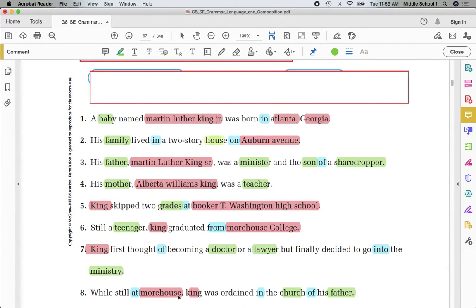Number 8. While still at Morehouse, preposition, and I circle Morehouse, I'm remembering from the context, this was a proper noun that refers to the name of the college. Circle Morehouse. Put an X through M. It should be capitalized. Put an X through the K in King because you're circling King, which refers to Martin Luther King Jr. Two prepositional phrases to close out sentence number 8. Each one of them has a common noun, church and father, that I underline.